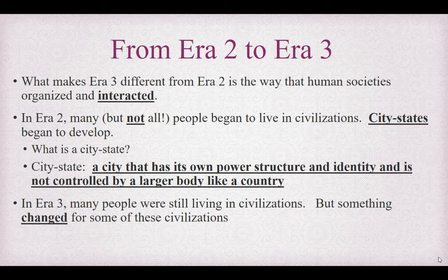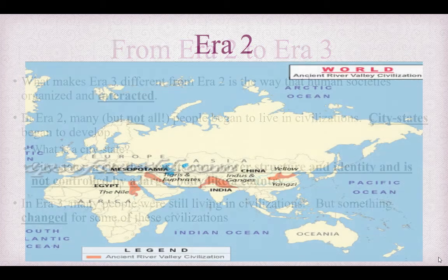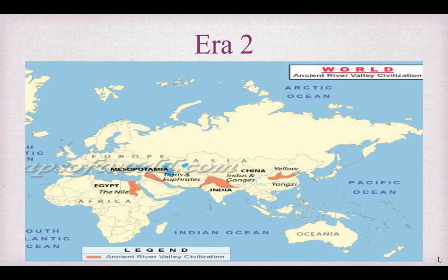Large cities begin to grow, and then different interactions with pastoral nomads. This unit will focus on the changes in Era 3 and how that will lead them to become empires. So again, Era 2 are small river valley civilizations: Egypt, Mesopotamia, the Indus and the Ganges River Valley, and what will become India, and the Yellow and the Yangtze River, and what will become China.